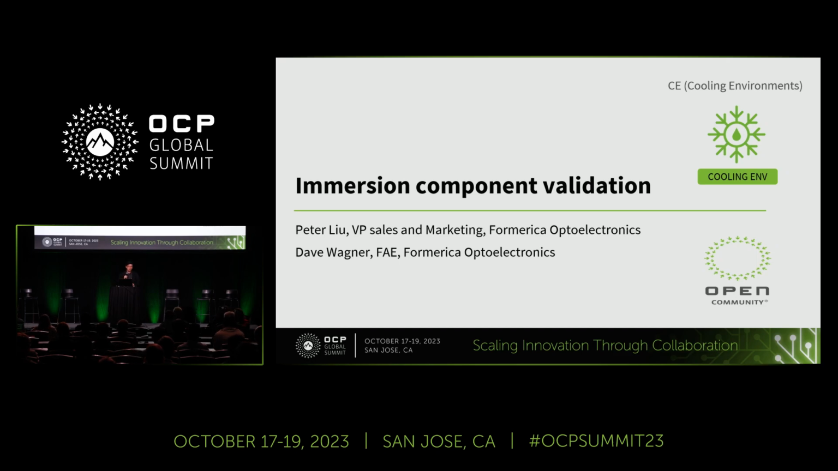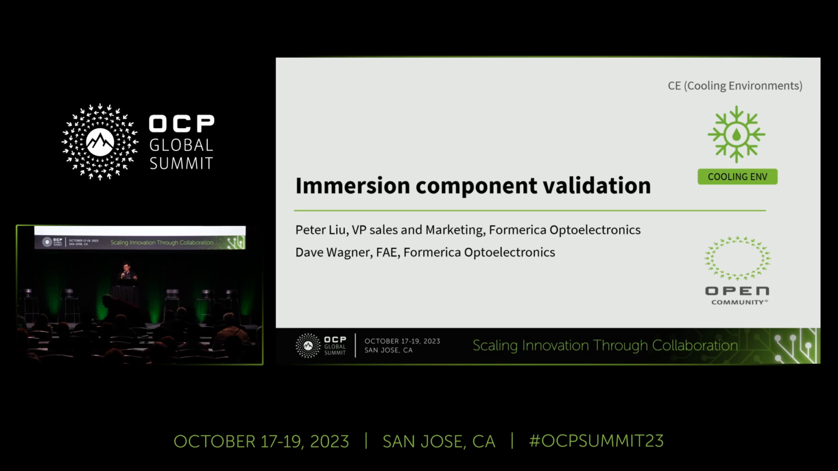So the component validation workstream. Why is this workstream needed? Currently there are no defined processes, procedures, or standards to certify components when it comes to immersion cooling. It's understandable that there are so many aspects to a data center and to IT equipment, and so many components, that there are many areas that need attention. But this is what we are trying to address.